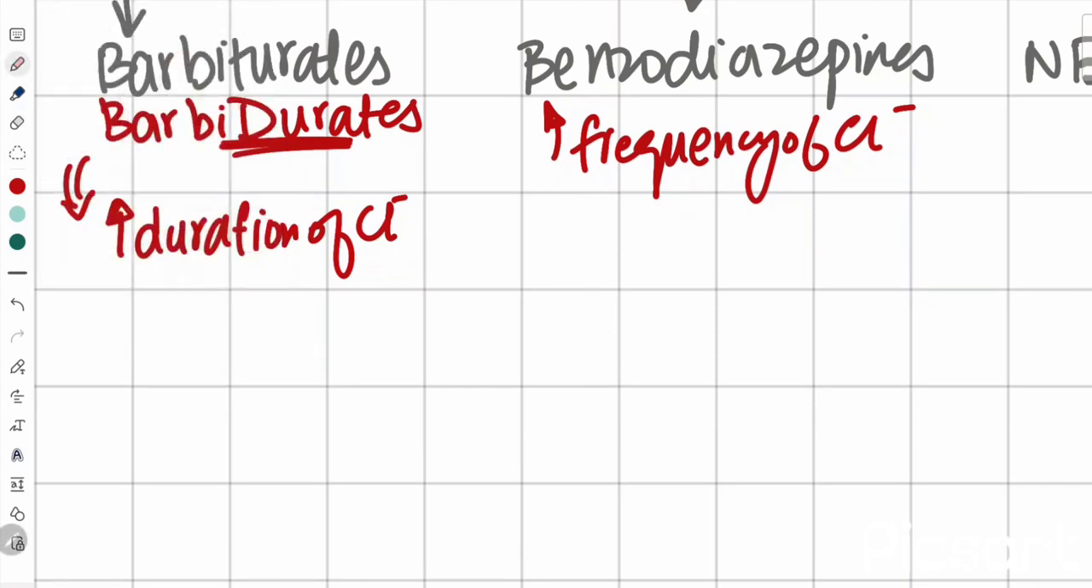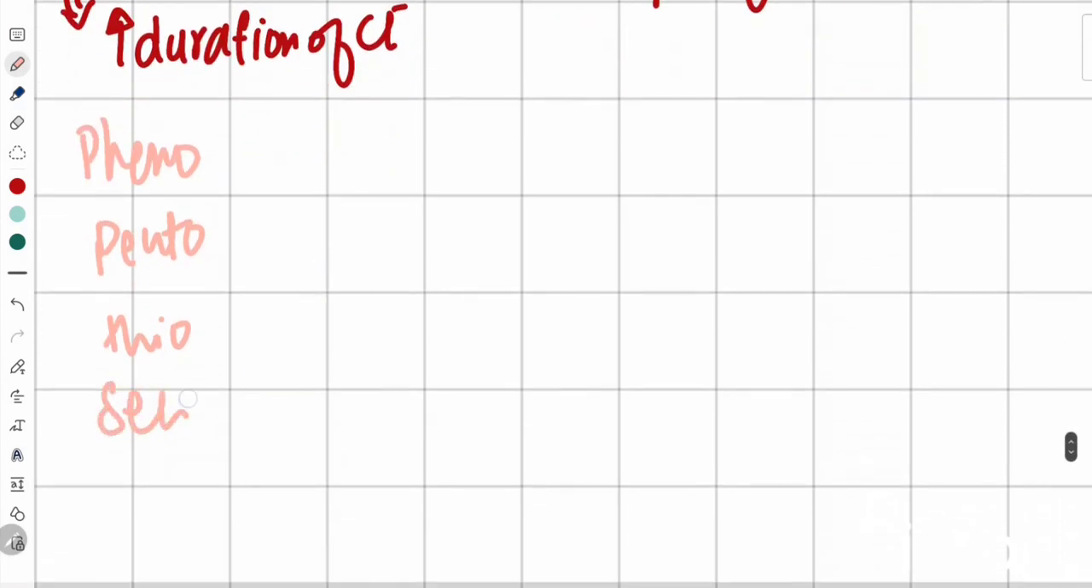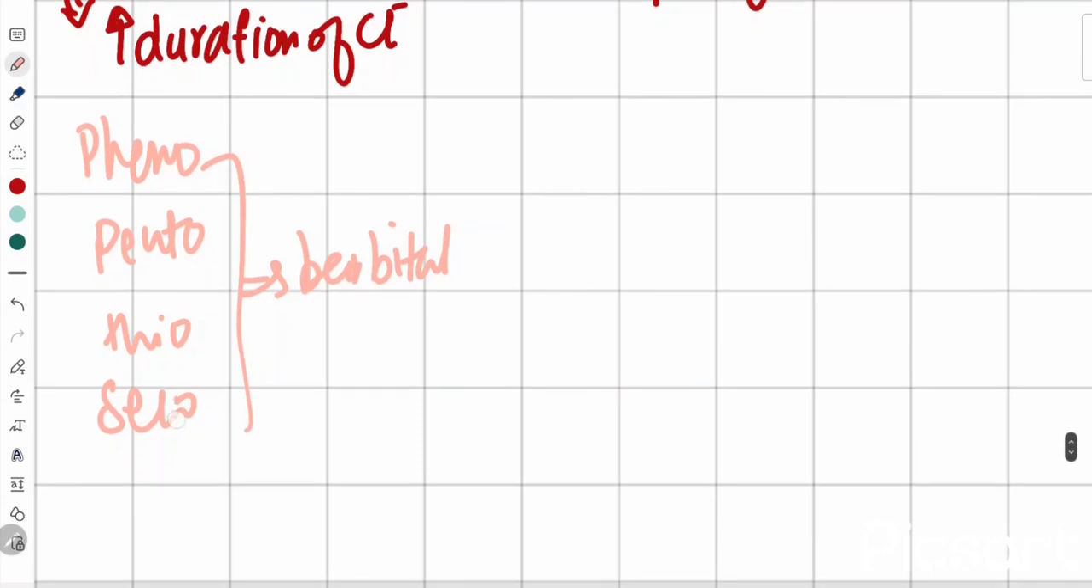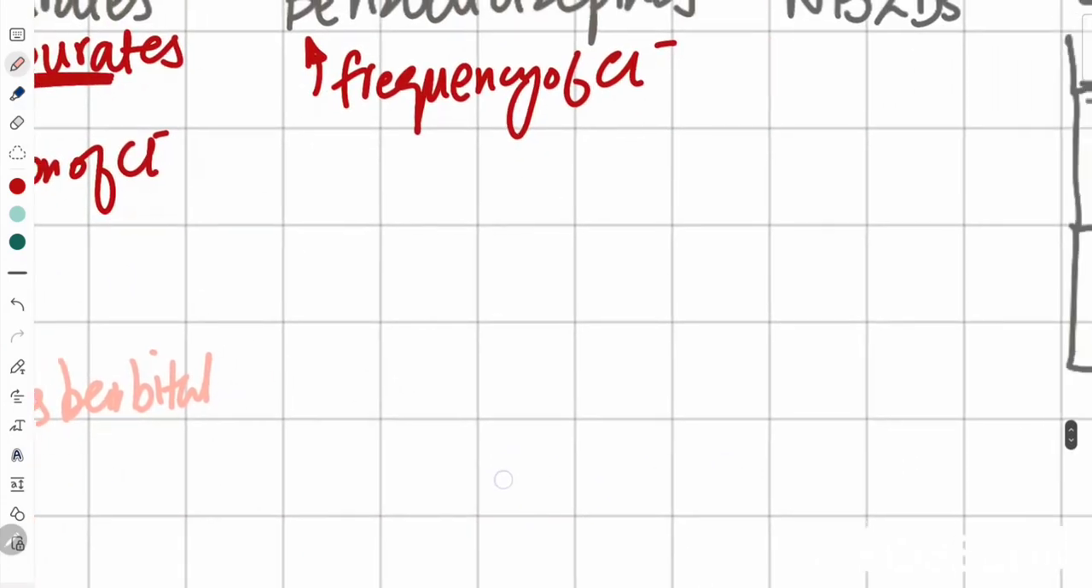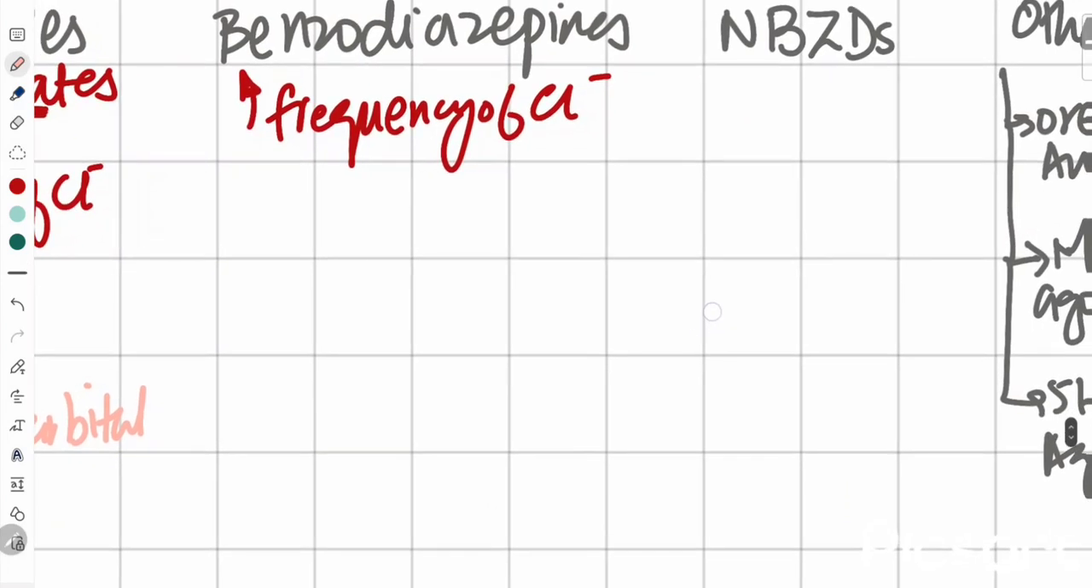So really easily, I hope these are not very difficult names for barbiturates. I remember it: pheno, pento, thio, seco. All of these, and then barbitol. So phenobarbital, pentobarbital, thiobarbital, and secobarbital. And for benzodiazepines, the most important one is diazepam.